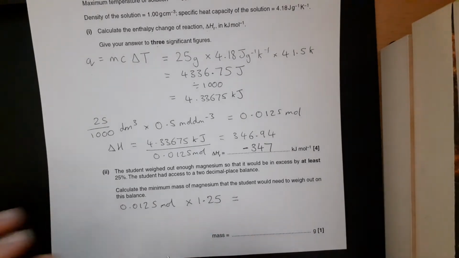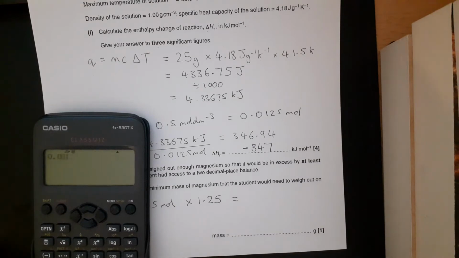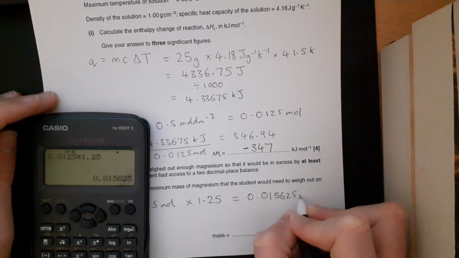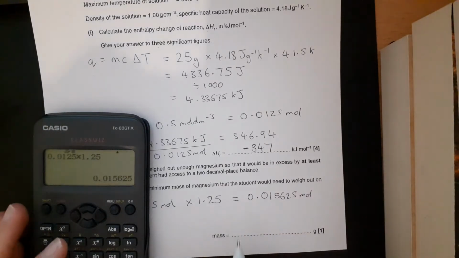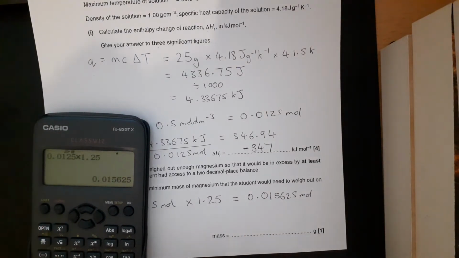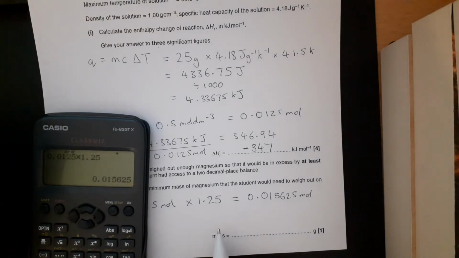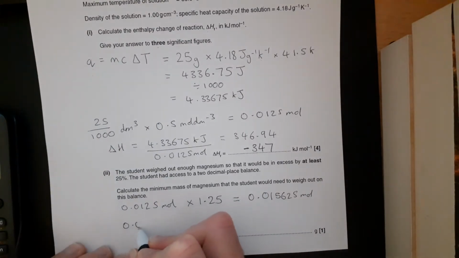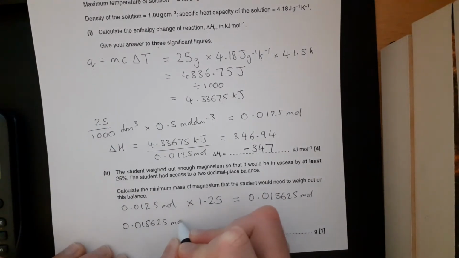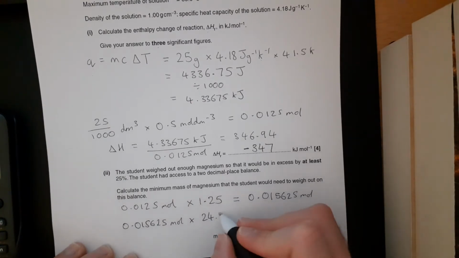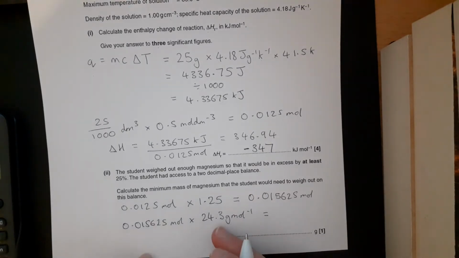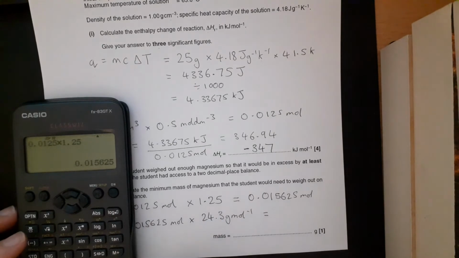Okay, so let's do that. 0.0125 times 1.25. No, that's a horrible number. 0.015625 moles. And then it wants the mass, so we now need to multiply this by the atomic mass of magnesium to get it into grams. So we're going to take this number in moles and multiply it by magnesium's atomic mass, which is 24.3. You can look this up on the periodic table, remember, but some of these will just stick in your head if you do them enough.